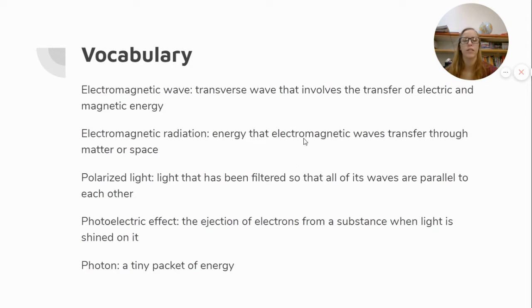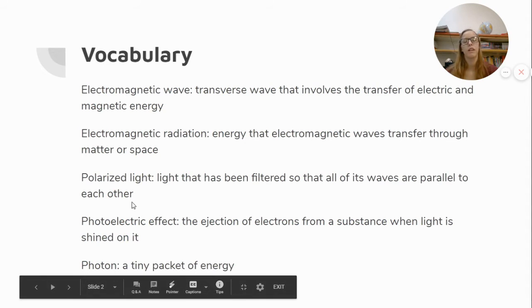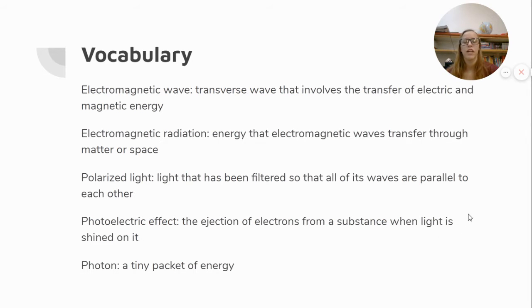Electromagnetic wave is a transverse wave that involves the transfer of electric and magnetic energy. Electromagnetic radiation is energy that electromagnetic waves transfer through matter or space. Polarized light is light that has been filtered so that all of its waves are parallel to each other. Photoelectric effect, the ejection of electrons from a substance when light is shined on it. A photon is a tiny packet of energy.